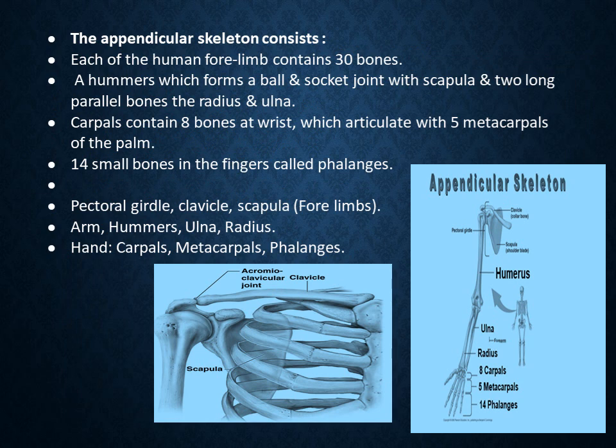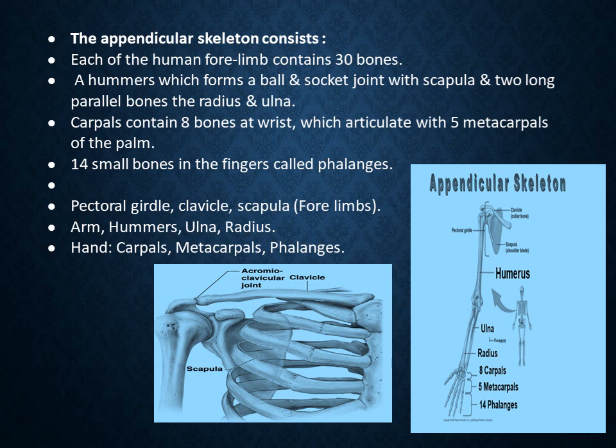Now let's move to the other part of the skeleton, the appendicular skeleton, which consists of 4 limbs, the forelimbs and hind limbs of human beings, shown in this figure. Each human forelimb consists of 30 bones: a humerus, which forms a ball and socket joint with the scapula, and 2 long parallel bones, the radius and ulna. Carpals contain 8 bones at the wrist which articulate with 5 metacarpals of the palm. There are 14 small bones in the fingers, known as phalanges.